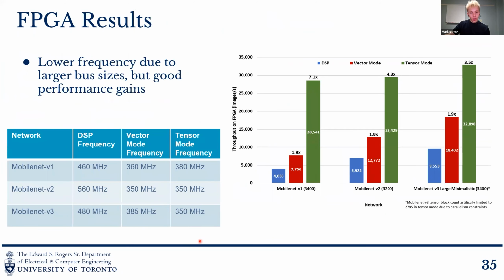FPGA results. So the takeaway here is that we got a lower frequency due to the larger bus sizes. We have these large vectors that we need to route between the tensor blocks, and this puts a lot of pressure on the routing fabric. For MobileNet v1, for example, we have a drop of about 100 megahertz when going from a DSP-based design to a tensor block-based design, and this increases to about 200 megahertz for MobileNet v2. And so our results here are lower overall than the raw performance from the previous cycle, but we still get good speedups compared to the DSP-based design just due to all the extra multipliers we have.